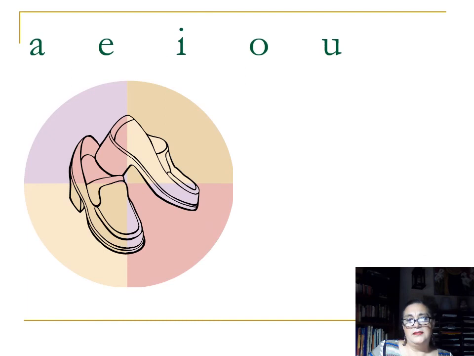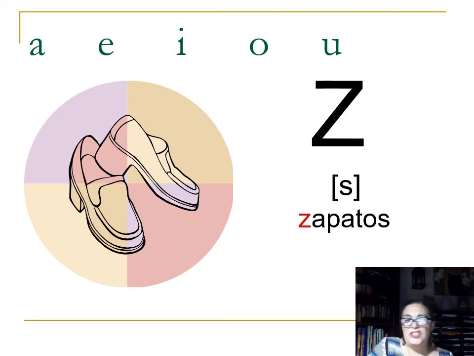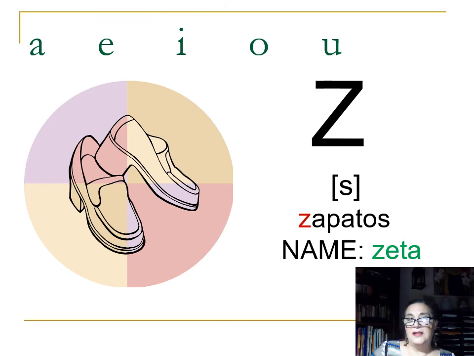The last consonant of the alphabet is Z. Believe it or not, it's pronounced like the S. Sa, se, si, so, su. Don't forget, don't do it like English, with za, ze, zi, zo, zu, like if it was a B sound. No, it's not the B sound, believe it or not. The Z has that soft S when you see it, like zapato.